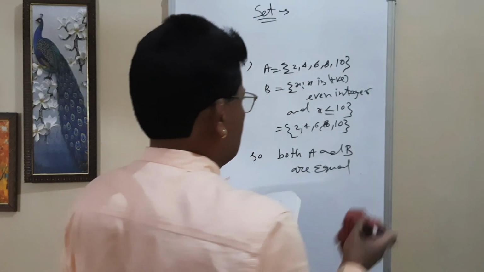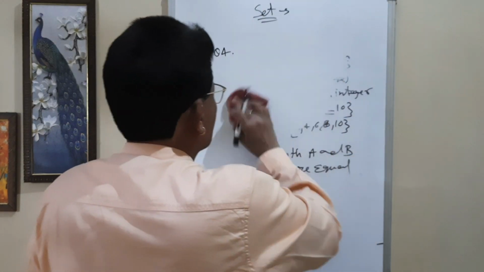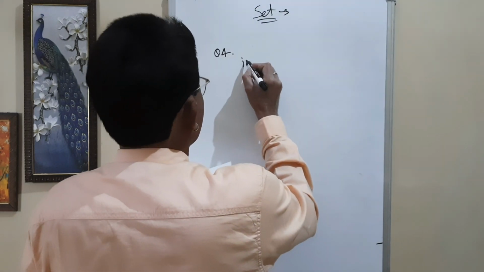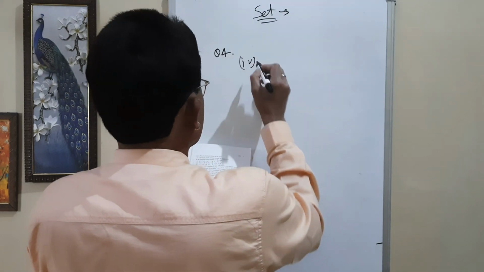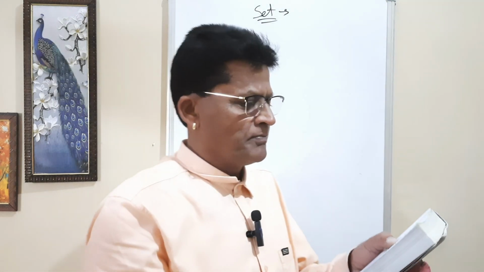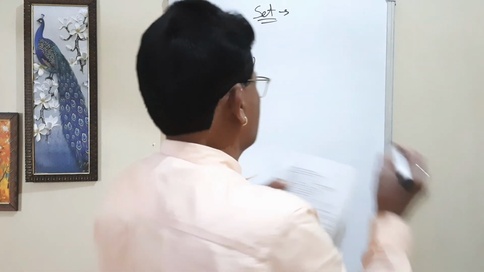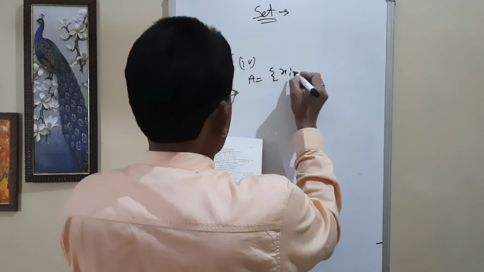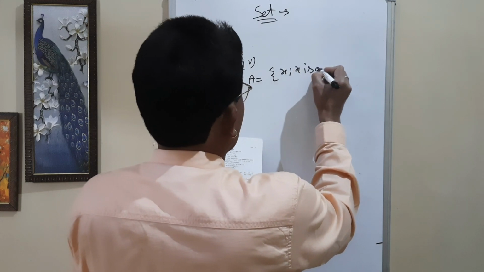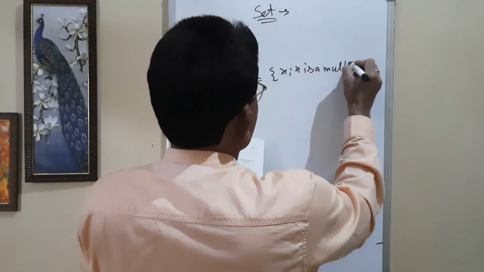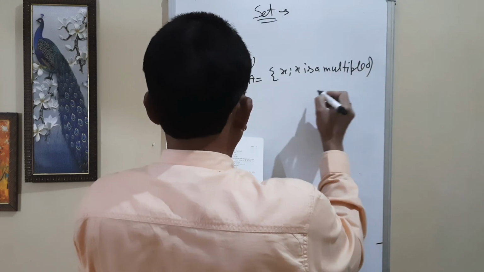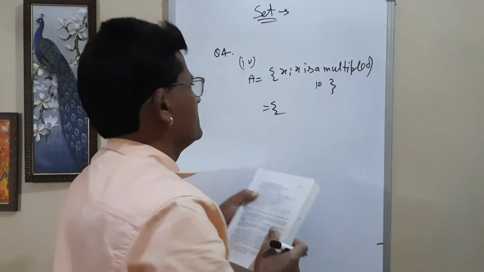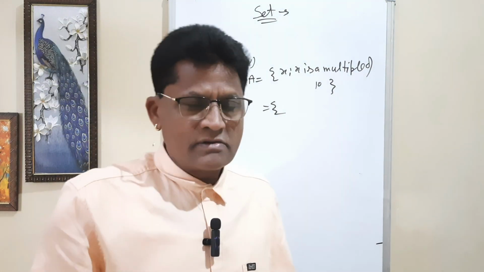Let me take the fourth part. That is also important of the same question, question number 4. I am discussing the very important portion in the sets. That is why fourth part, you see, set A. It is given in the set builder form. X is a multiple of 10. Tell me, x is a multiple of 10.